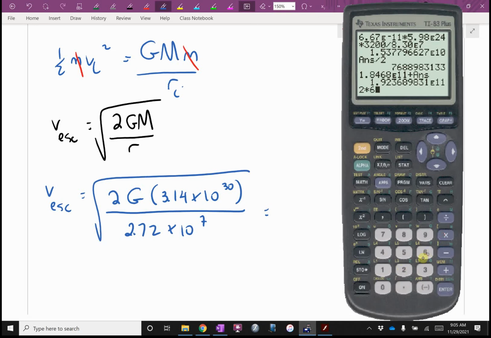2 times 6.67 times 10 to the negative 11 times 3.14 times 10 to the 30th divided by 2.72 times 10 to the 7th. You know what, Mr. Dewick? Why don't you just go square root of that? You can do that in one step now. 2 big G, big M over R. Looking for typos. Do you get an escape velocity of 3.92 times 10 to the 1, 2, 3, 4, 5, 6?